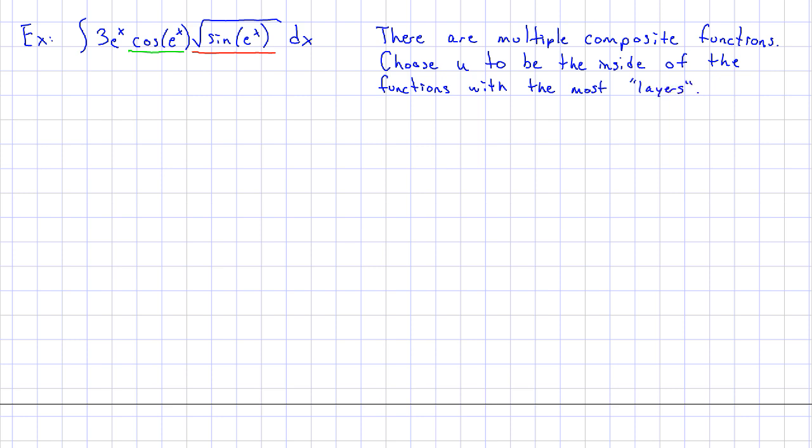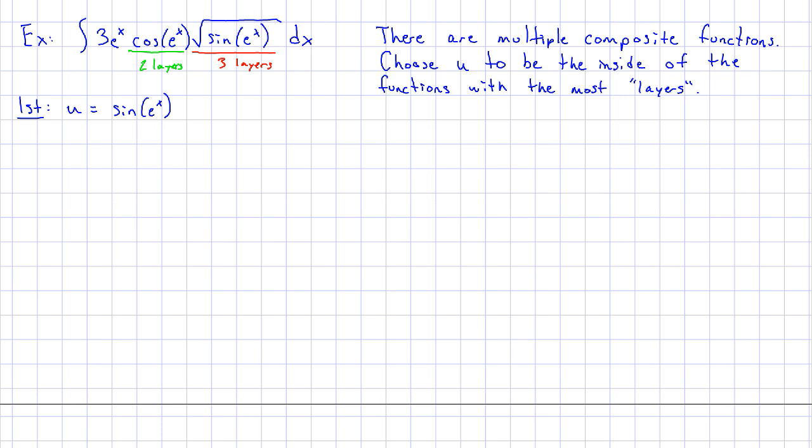So this in the green, the cosine has 2 layers, right? One function within, so e within cosine. And this next one has 3 layers. It has e inside sine inside the square root. So when I'm looking at this 3-layer one, I'm going to choose sine of e to the x. So for u, I will have that entire thing inside the square root. So the only part that's getting left out is the outermost layer, that square root. And then everything else is going to be my u value.